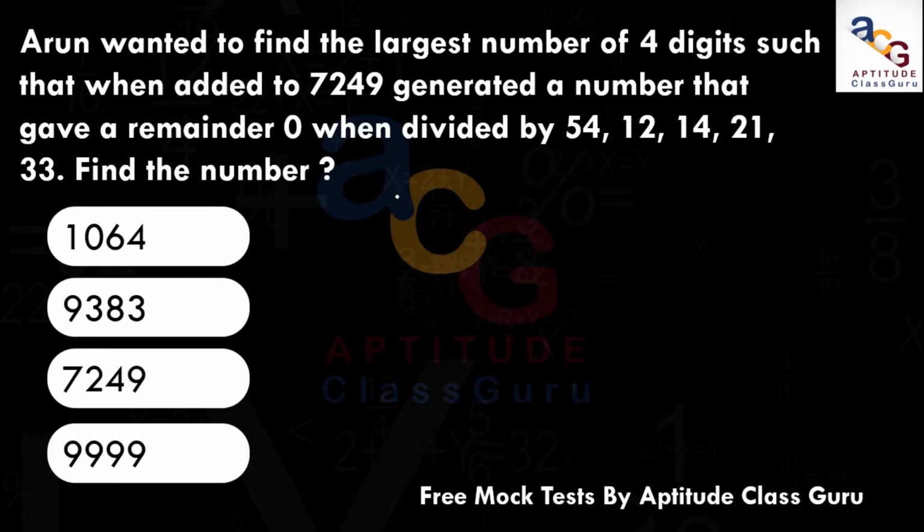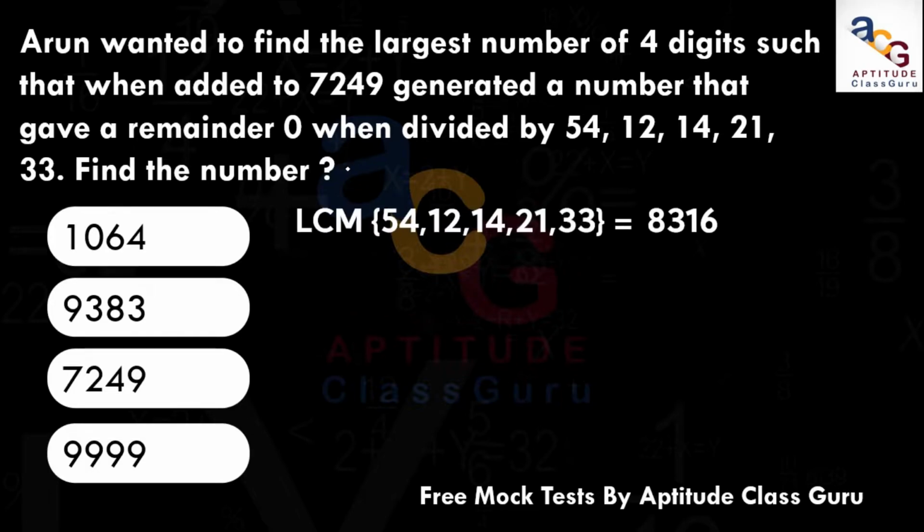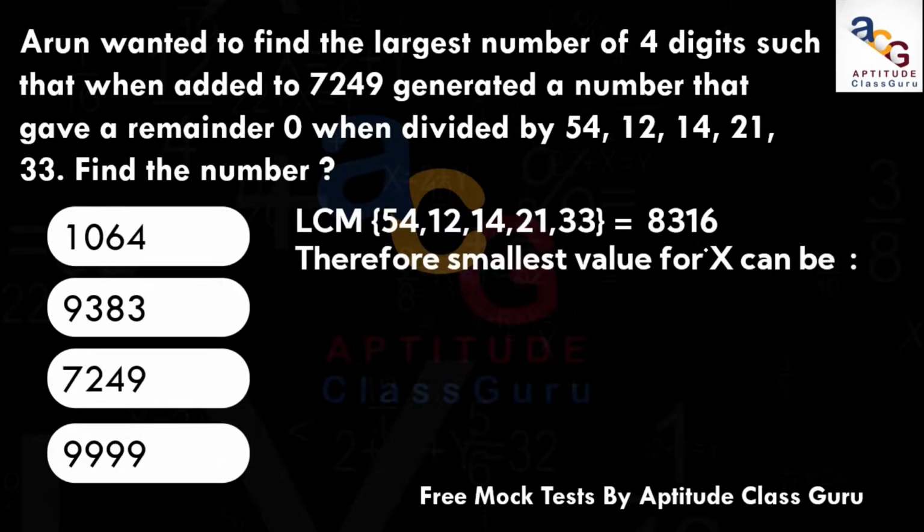Just look at the next problem. Arun wanted to find the largest number of 4 digits such that when added to 7249 it generated a number that gave the remainder 0 when divided by 54, 12, 14, 21, 33. Find the number. In order to calculate this type of problem, first take the LCM of 54, 12, 14, 21, 33. The LCM for these 5 numbers is 8316. Therefore, the smallest value for x can be 8316 minus 7249. So the answer is 1067.